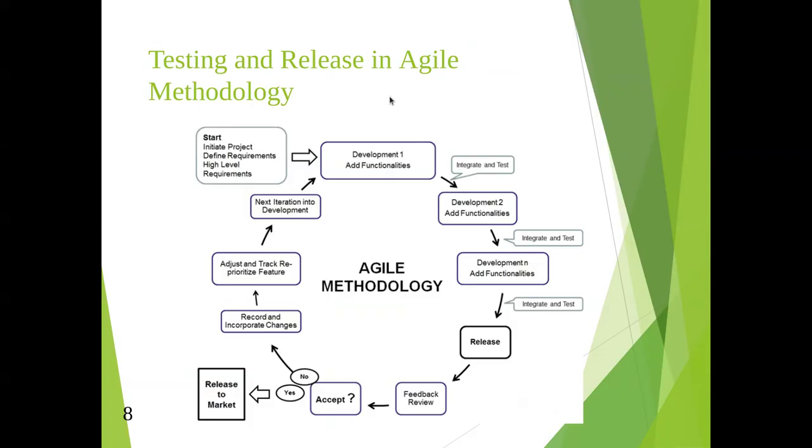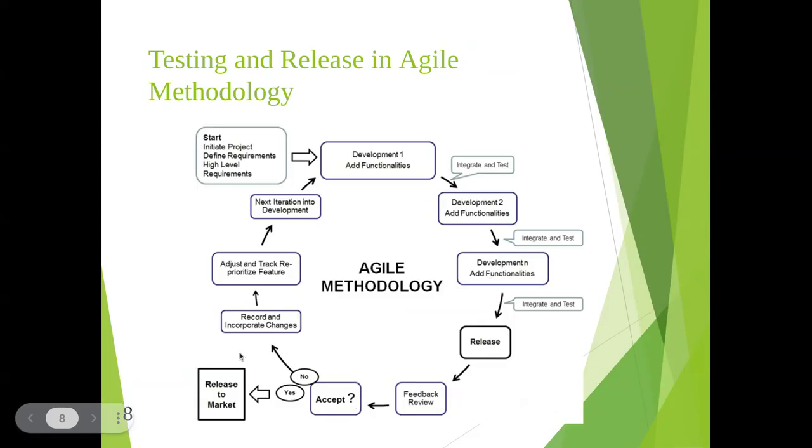Before the agile method, the waterfall method was the system analysis and design method. But even then, after developing the software, they needed to develop again. So the agile method came. Development of functionalities in staged releases; they integrate and test, release the software, then feedback, review, accept.